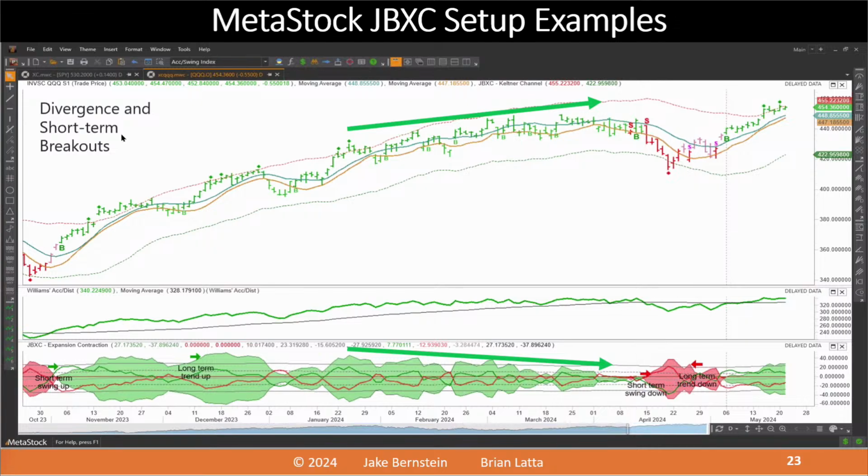So I did label out divergences. In this case, price continued higher. We did make a new high in price. The cone of the cloud and expansion contraction long-term did not make a new high. Looking back within the last 60 days on Jake's divergence rules, anytime in the last 60 days that we've been seeing the market contracting with momentum, basically, and expanding with price making new highs, we have a divergence on that.